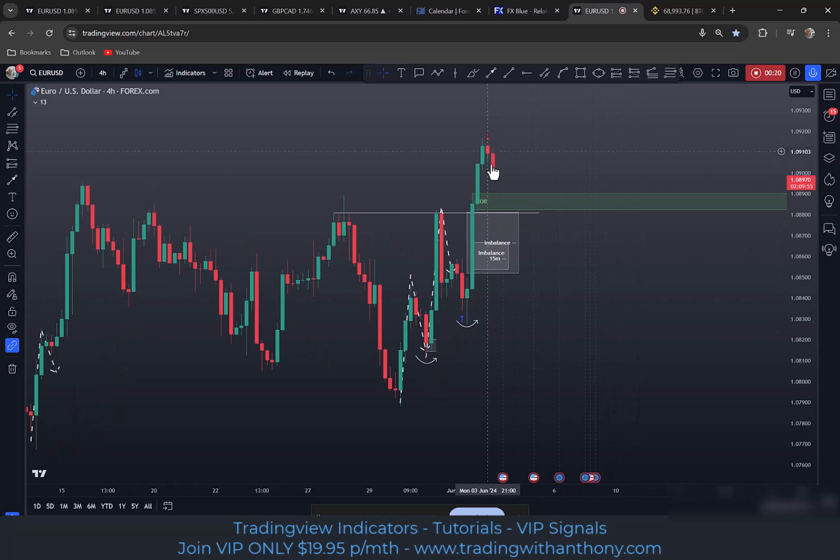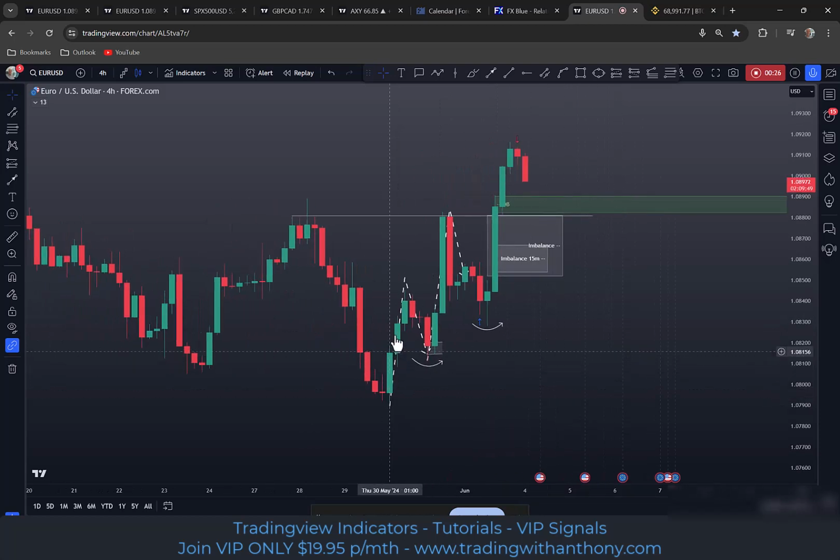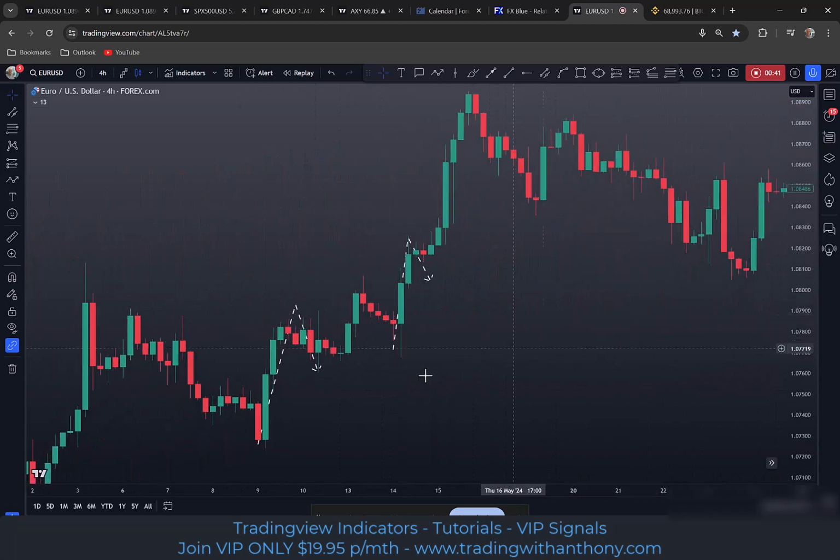Right, this is retracing nicely. And I've just marked this up. See how we have this rally and retrace, rally, retrace. Well, I'm looking for the same thing. Rally, retrace. Something like that. If we look back here, it's the same.